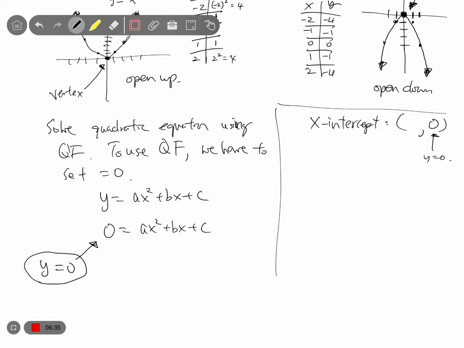Okay? So that's why when we're looking for x-intercept, we can use quadratic formula. Okay? So to find x-intercept, we use quadratic formula. All right. So now let's think about what that means. If you have a parabola, say opening up or down, does not matter.